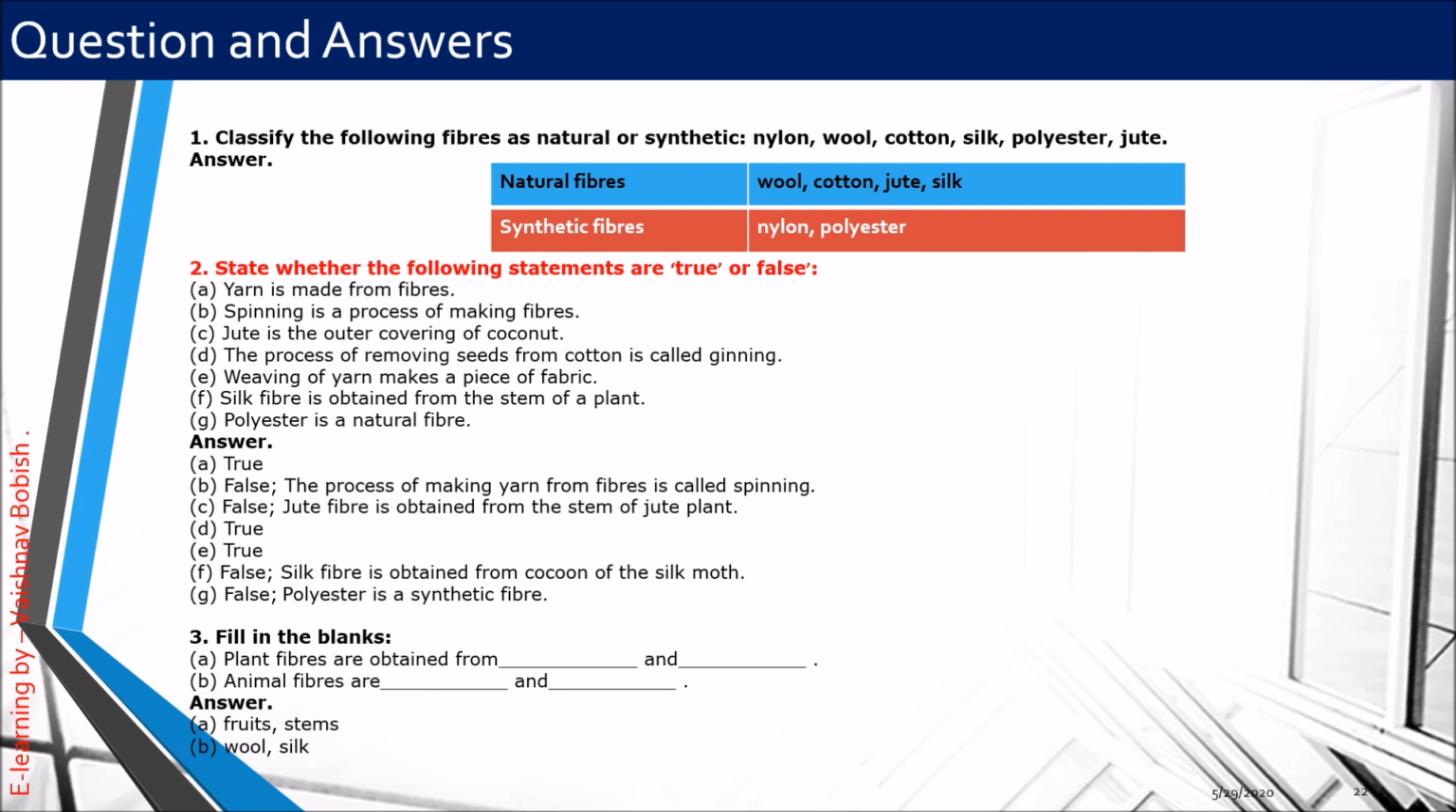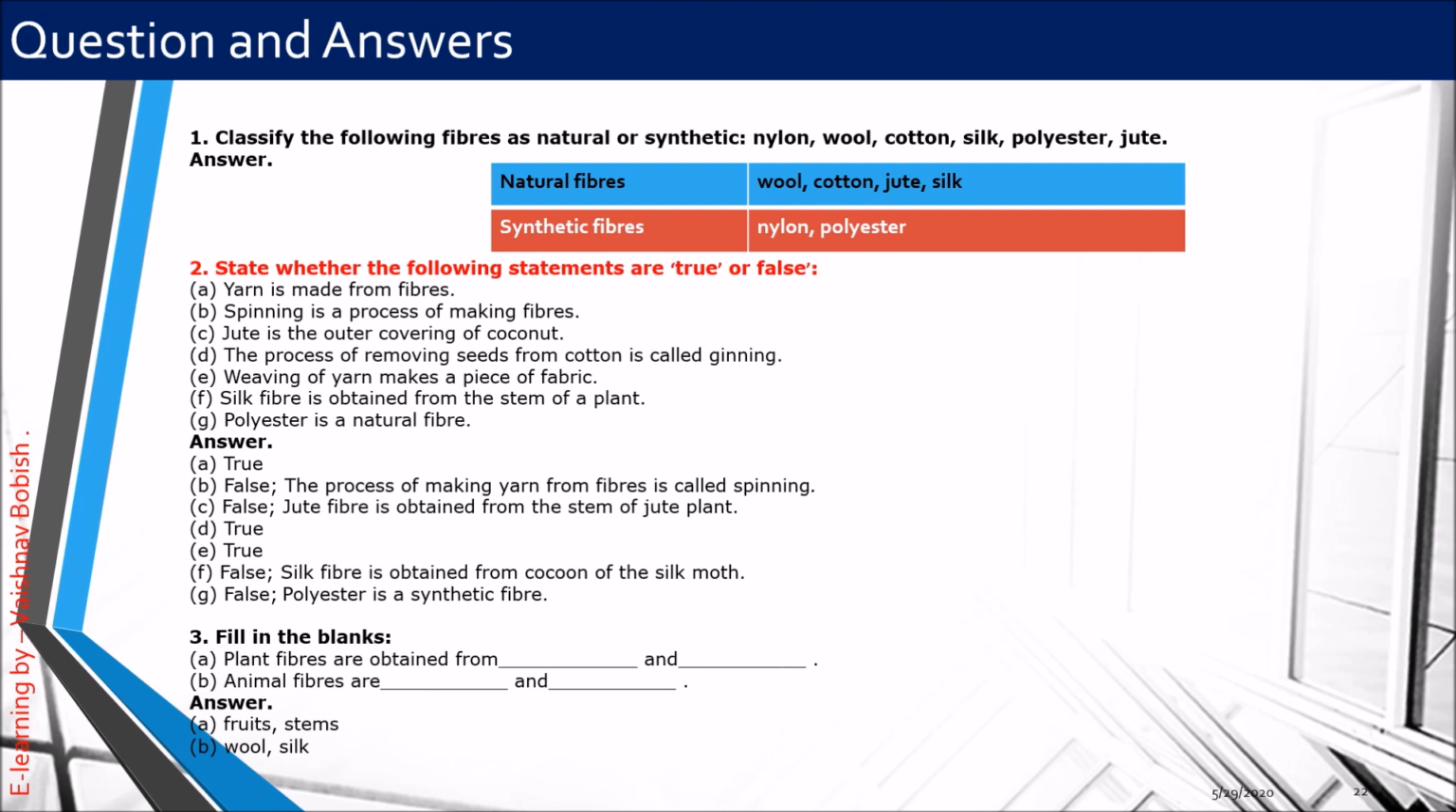Second one, answers are, first is true, second is false, because the process of making yarn from fibers is called spinning. Now third one is false because jute fiber is obtained from the stem of jute plant. And the fourth one is true. The fifth one is true. The sixth one is false because silk fiber is obtained from the cocoon of silk moth. The seventh one is false because polyester is a synthetic fiber.